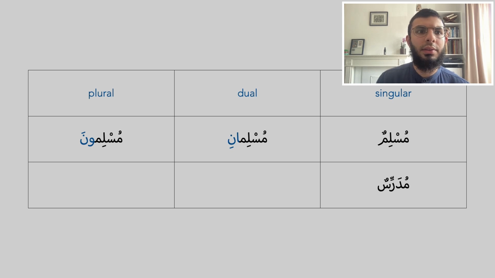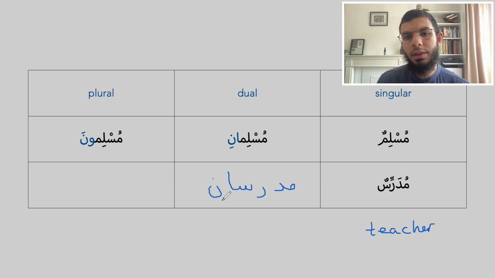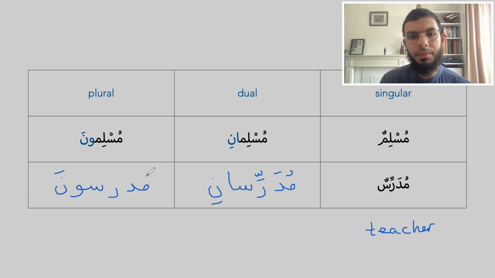Let's put this into practice. So if we take the word mudarrisun, which means teacher, we can now go ahead and make it dual by adding the right suffix, ani. So we say mudarrisani. And then we can add the other suffix for the plural, mudarrisuna. And there we go, we've mapped on the suffixes from muslimani to mudarrisani, from muslimuna to mudarrisuna, and there we go, we've created a dual and plural for a different noun.